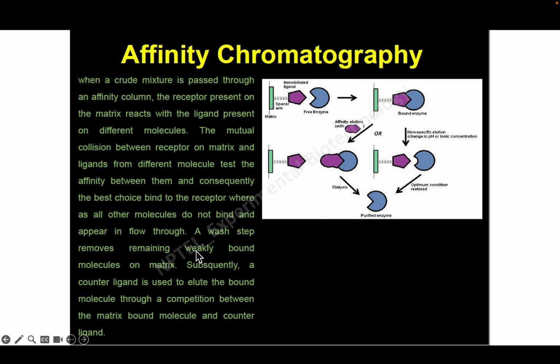A wash step removes the remaining weakly bound molecules. So if your protein or other contaminating protein is binding very weakly to the immobilized ligand on the resin, what will happen if you give a wash step? It will remove those weakly bound molecules. Subsequently, a counter ligand is used to elute the bound molecule through competition. If you add another ligand which has higher affinity, it will bind and elute the protein, through competition between the matrix-bound molecule and the counter ligand.